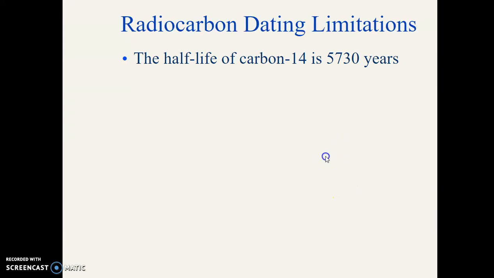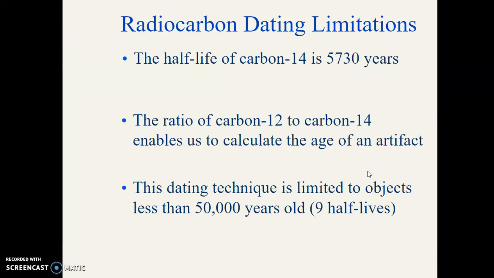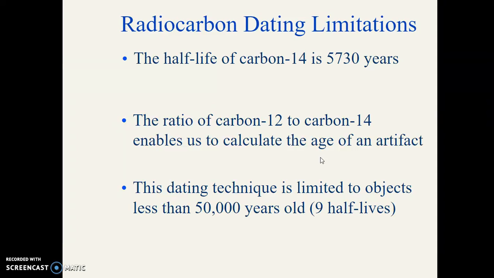Now, there are some limitations to it. Because the half-life of carbon-14 is 5,730 years, it does allow us to calculate ages of artifacts, but it's only limited to things that are less than 50,000 years old, which is about 9 half-lives. Things that are older than that, we cannot use carbon-14 to get an accurate depiction of how old the object is. We have to use other radioactive isotopes like uranium at that point, ones that have longer half-lives, for us to be able to tell how old something is.